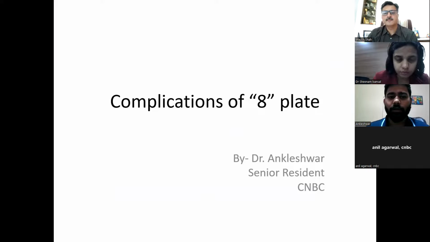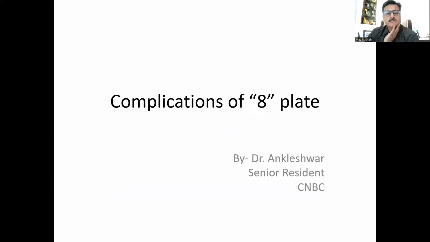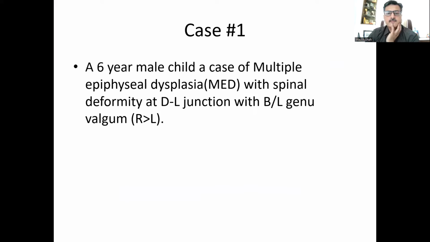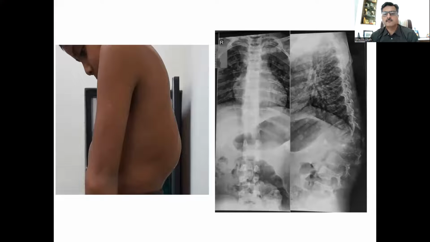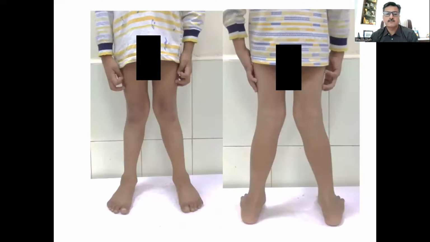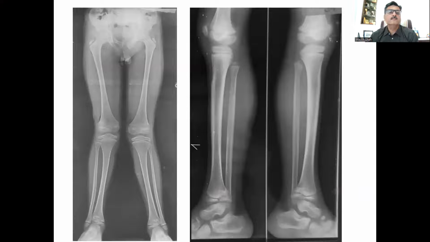I'll be discussing some cases regarding the complications of 8-plate which we faced in our institute. The first case is a 6-year-old male child. He was a case of multiple epiphyseal dysplasia with spinal deformity at the DL junction with bilateral genu valgum, right side more than left side. This was his spinal deformity. We can see a kyphotic deformity at the DL junction. And this was his clinical photo showing bilateral genu valgum. And this was his scanogram.